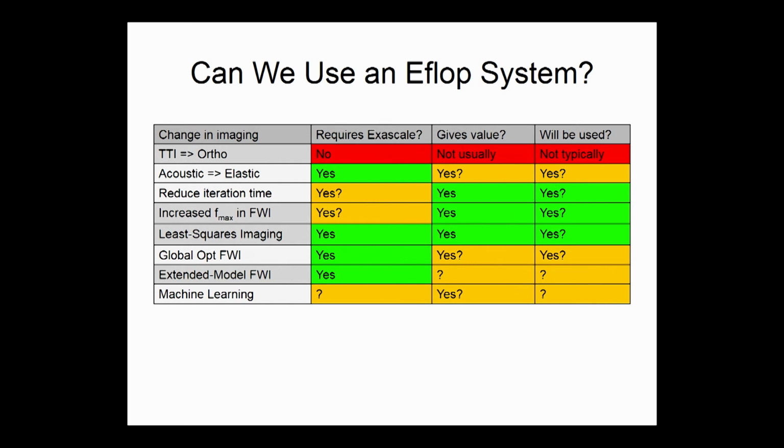We can also do things like reduce the iteration time. If that whole loop is now automatic, potentially that could give us a lot of value by reducing the overall turnaround time of the whole project. Similarly, with increased maximum frequency in FWI, that's something that could give us a lot more insight into the material we've got at hand, give us much better resolution.